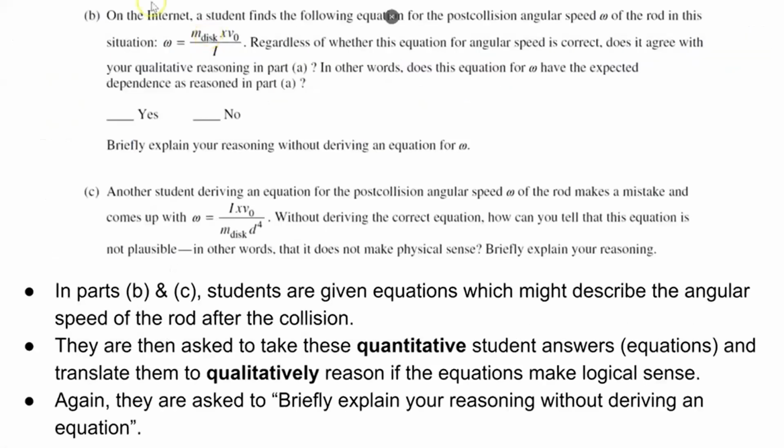All right, so let's go to the next ones. Letter B and C, students are going to give equations, and these equations might describe the angular state of the rod after the collision. Notice that they're not the same, they're a little bit different, but the students then need to take these quantitative student answers or the equations and translate them to a qualitative reason if the equations make logical sense. So they're explaining these equations. So that's the quantitative to the qualitative reasoning. So again, they're asked to briefly explain your reasoning without writing an equation. In other words, they've got to tell, do these things make sense?